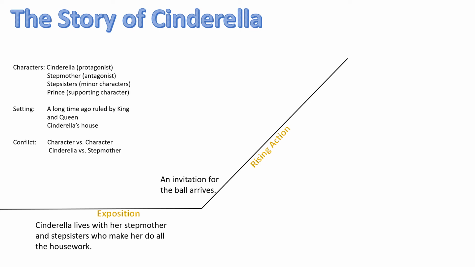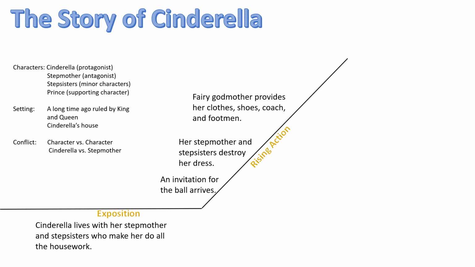First, an invitation for the ball arrives. Her stepmother and stepsisters destroy her dress. Fairy godmother provides her clothes, shoes, coach, and footmen. Cinderella dances with the prince but leaves at midnight losing a shoe.